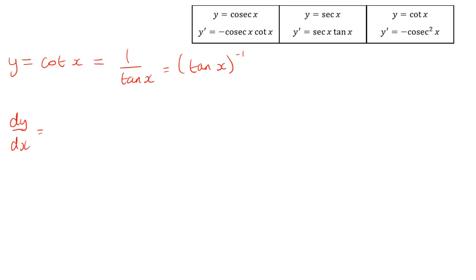And then when I differentiate this, I bring the power in front. Then I take 1 off the power, so that becomes minus 2. And then I times by the differential of the bracket. If I differentiate tan x, I get sec squared x. So if I simplify this, I'll keep the minus on the top, and I'll also keep the sec squared x on the top. And I'm going to take this tan squared x to the bottom.